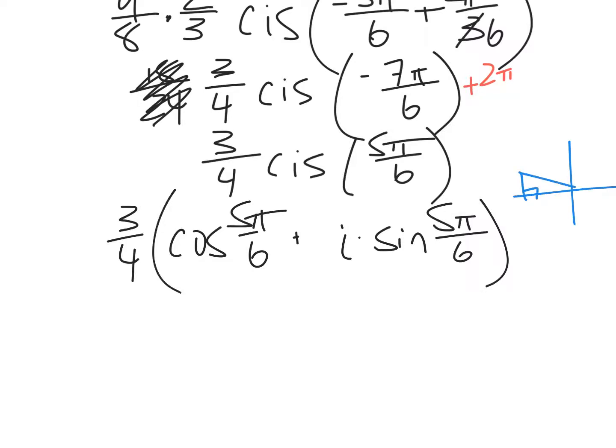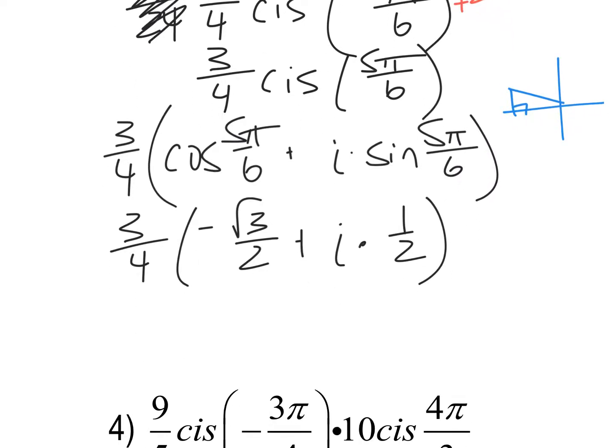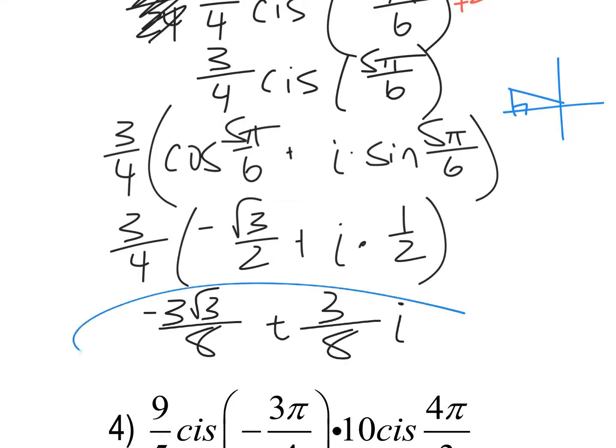And so our x value there is negative radical 3 over 2. And our y value there is 1/2. All I have to do is distribute my 3/4 into that. And I'm going to get negative 3 radical 3 over 8 plus 3 over 8 i. And there's my final answer for that one.